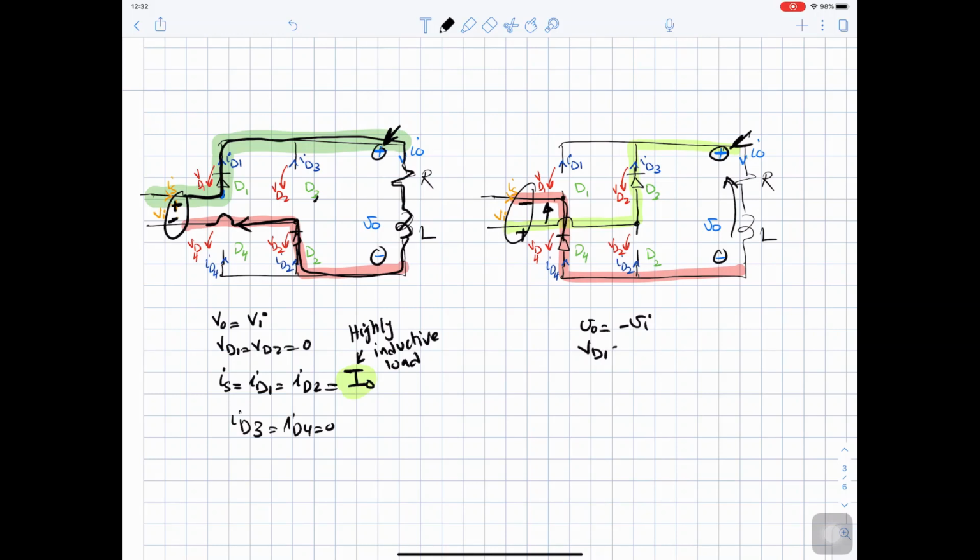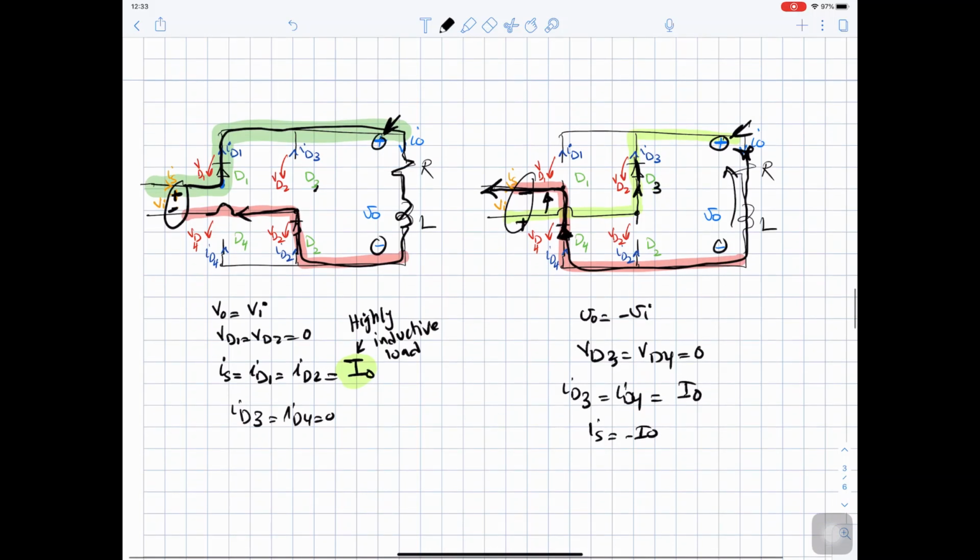V diode 1 equal to, V diode 2 equal to, V diode 3 equal V diode 4, this one is 3, equal 0. I diode 3 equal I diode 4 equal to I out. I source equal negative I out. So here I out is constant, so I out will go down here into diode 4, and it will go negative in the source. And it is the same in diode 3.